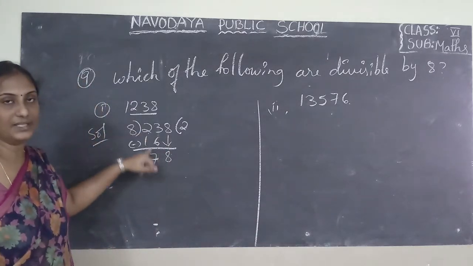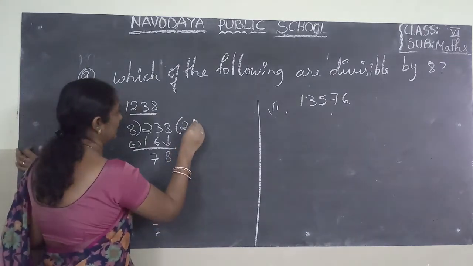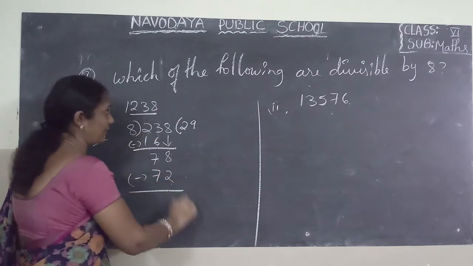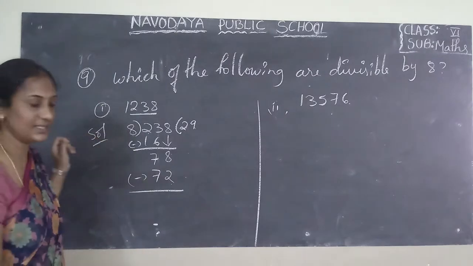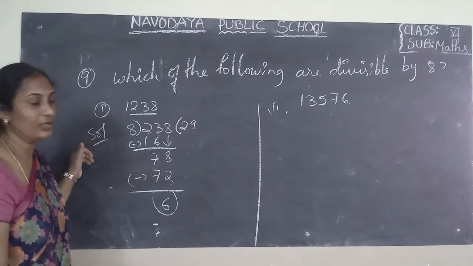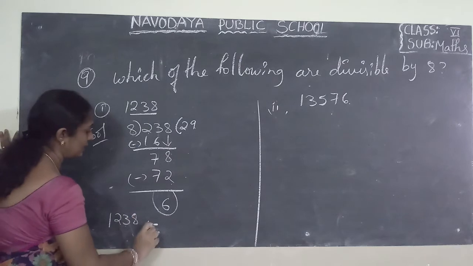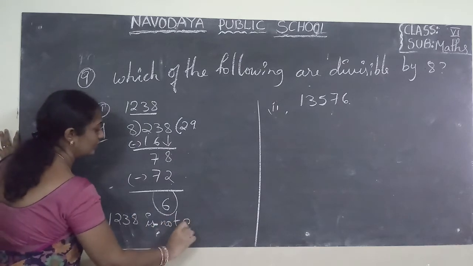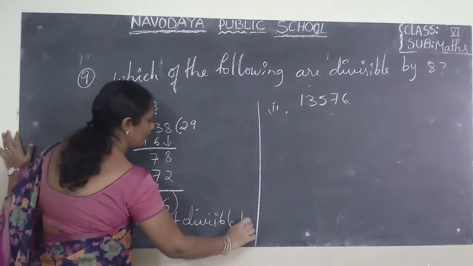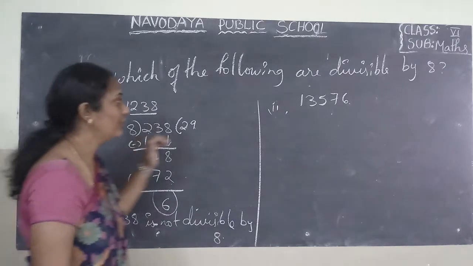Okay, how much have you got? 78. In 8 table, 78, how many times? We have to take 9 times. 8 nines are 72. 78 minus 72, how much? 6. Means here we got a remainder. So it is divisible by 8 or not? No. Therefore 1238 is not divisible by 8. Okay. Now see the next one.